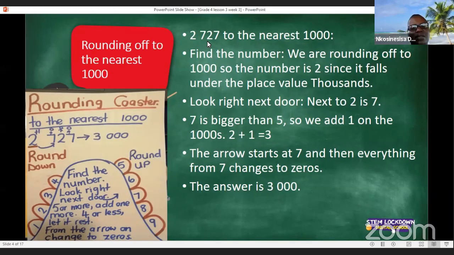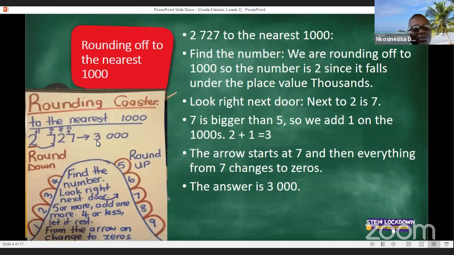So what can we say about 7? Is 7 5 or more, or is it 4 or less? I'm sure if you're paying attention, you can see that 7 is 5 or more. And what is the rule of 5 or more? It says we have to add 1 more. Why do we add this 1 more? Because we're rounding off to the nearest 1,000, it means we have to add 1 more on the thousands. We had 2 on the thousands, so 2 plus 1 is 3. We've added 1 more on the thousands.